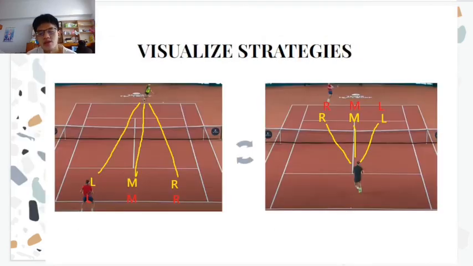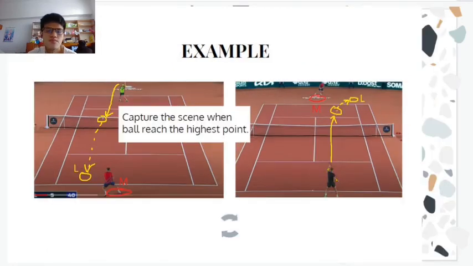Here we visualize the strategies. The picture on the right is when they change fields. The strategies left and right will reverse. And here is an example. We only capture the scene when the ball reaches the highest point.